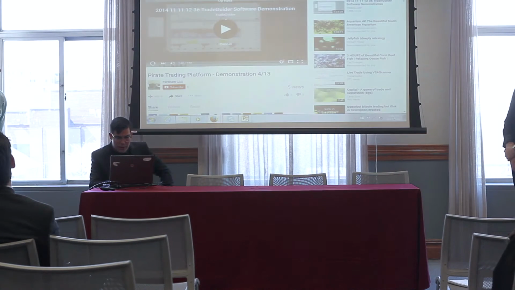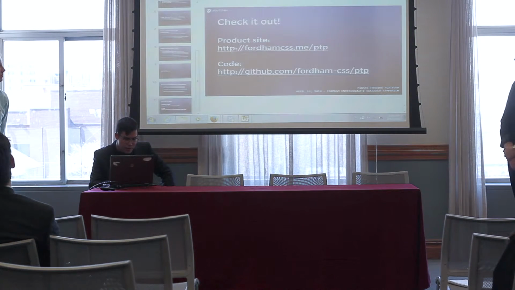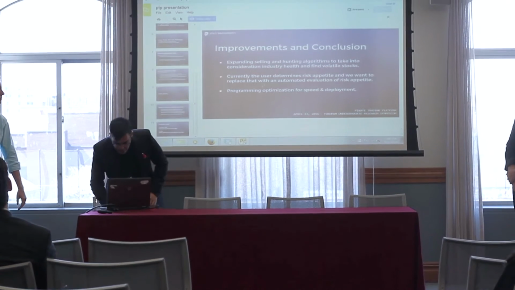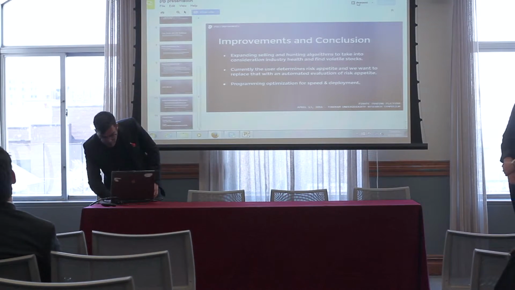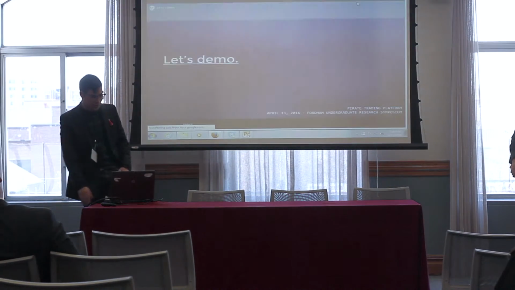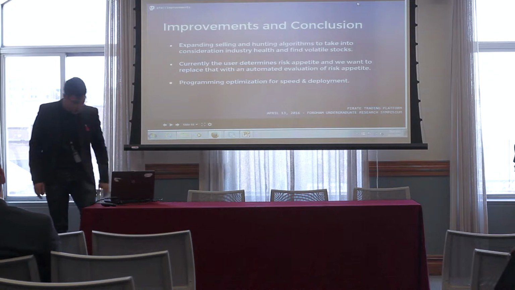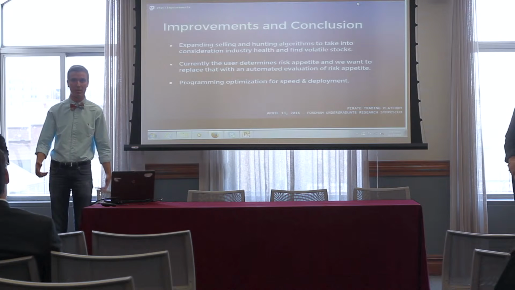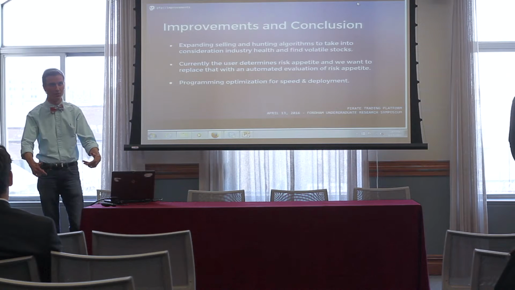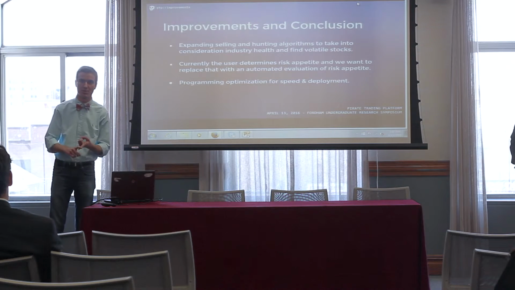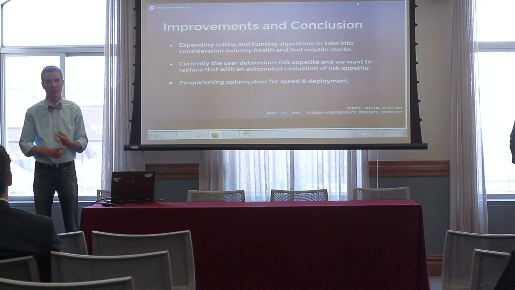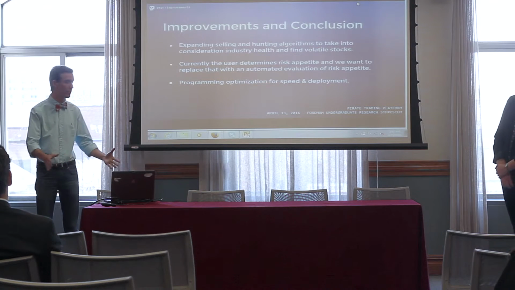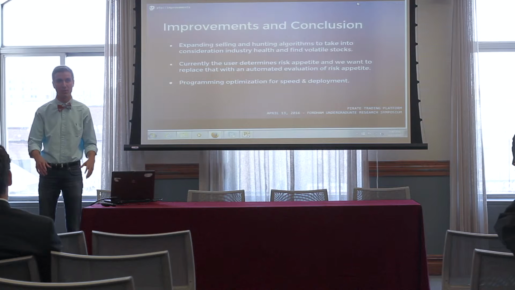Just to wrap up, we have a few different improvements that we would personally like to make, but we'll just conclude with it. Currently we have the user input a lot of what the program is doing. The user chooses the stock and the user chooses the risk appetite. We would ideally want to automate both of those.